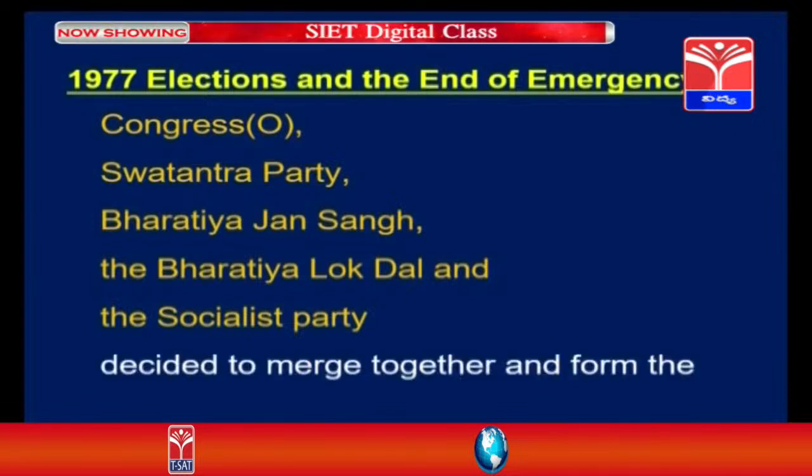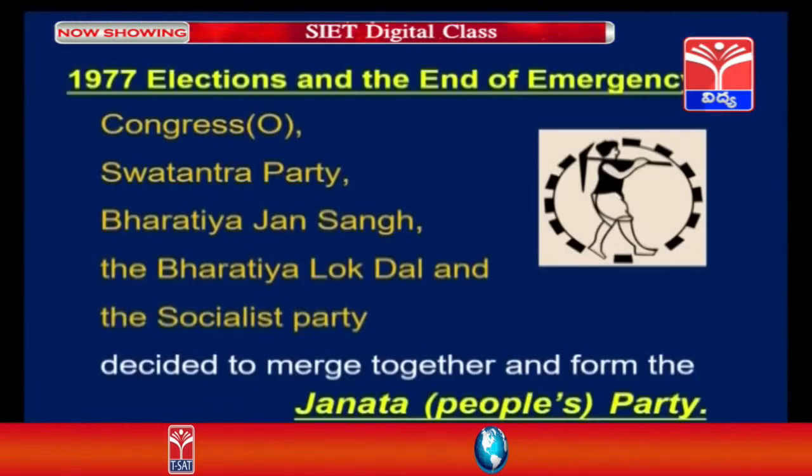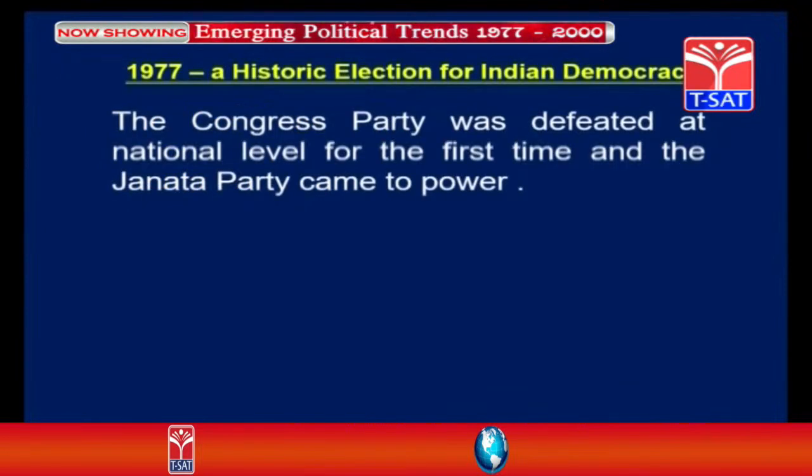All these parties decided to merge together. That means they came together as one party and formed the Janata Party. Janata Party, in other words, was called the People's Party. 1977 was a historic election for Indian democracy. The Congress party was defeated at the national level for the first time and the Janata Party came to power.